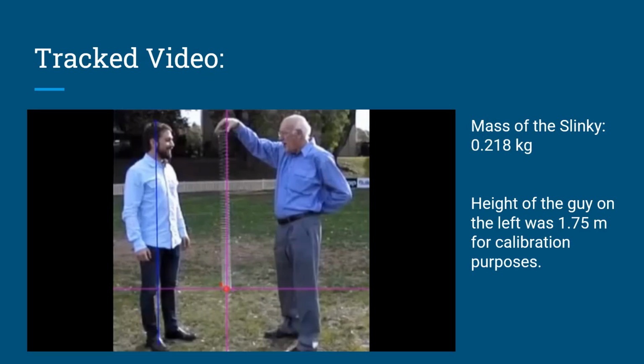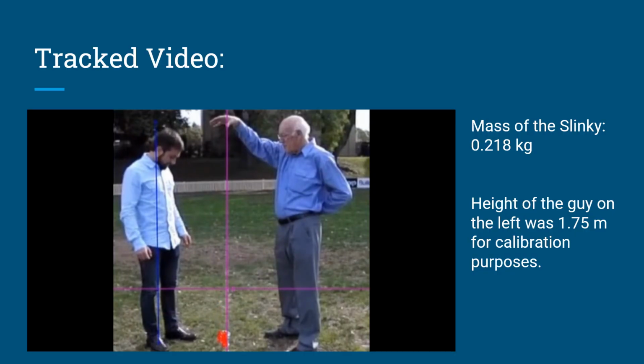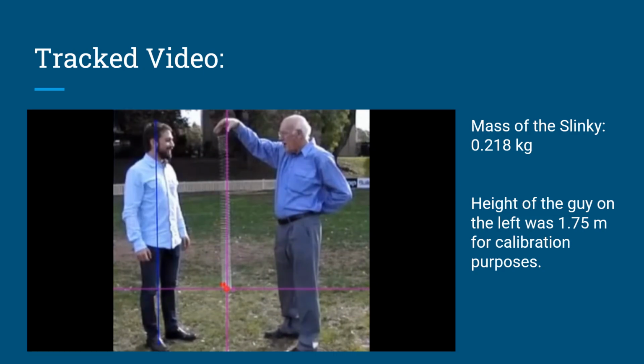Here is the tracked video. I'll just let it play. As you can see, the center of mass is at the bottom of the Slinky, and for the purpose of this lab, the mass of the Slinky is 0.218 kilograms, and the height of the guy on the left was about 1.75 meters for calibration purposes.